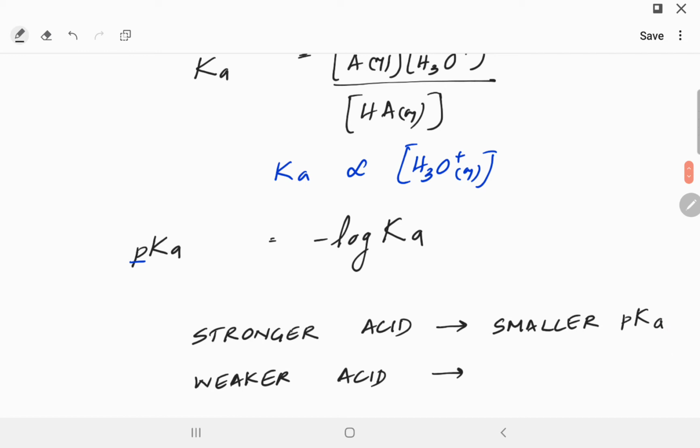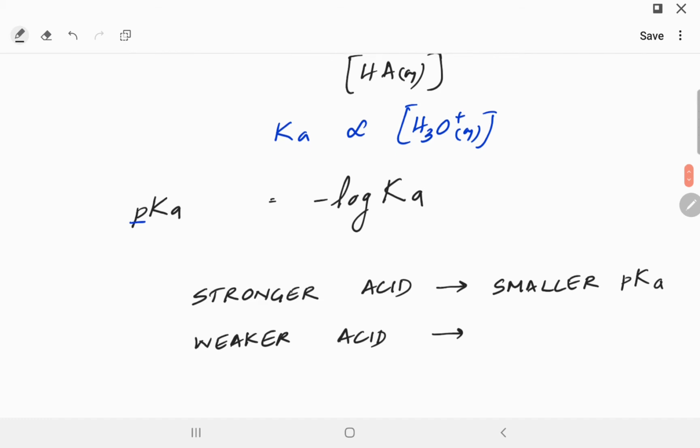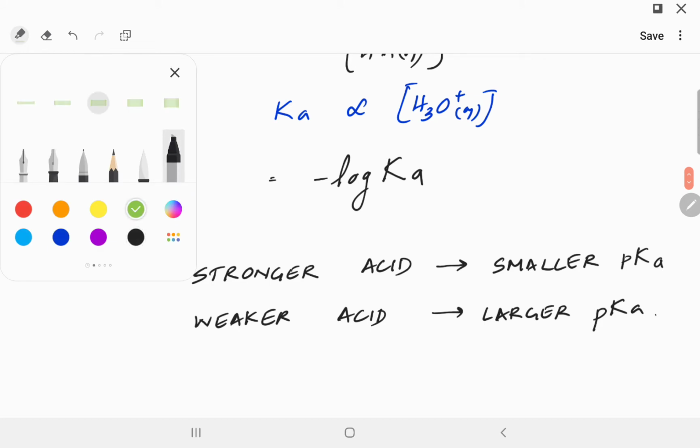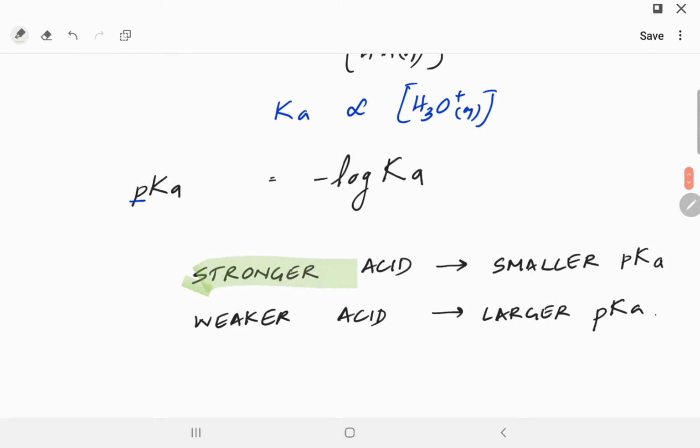Strong acids have a smaller pKa. That is important to remember. And weak acids have a larger pKa. I'm going to highlight this. This is important to remember. Stronger acids have a smaller pKa. Weak acids have a larger pKa. That is important to remember.